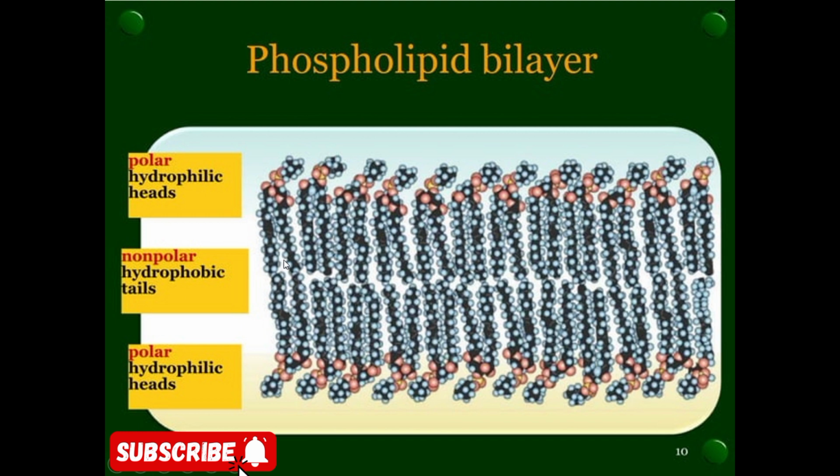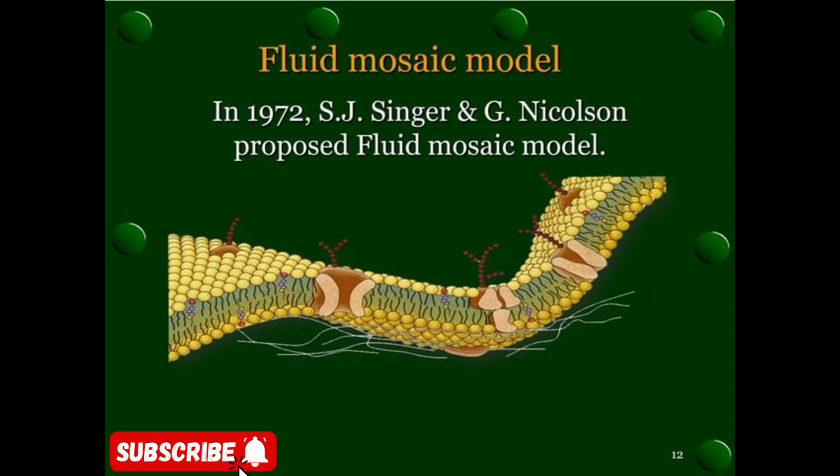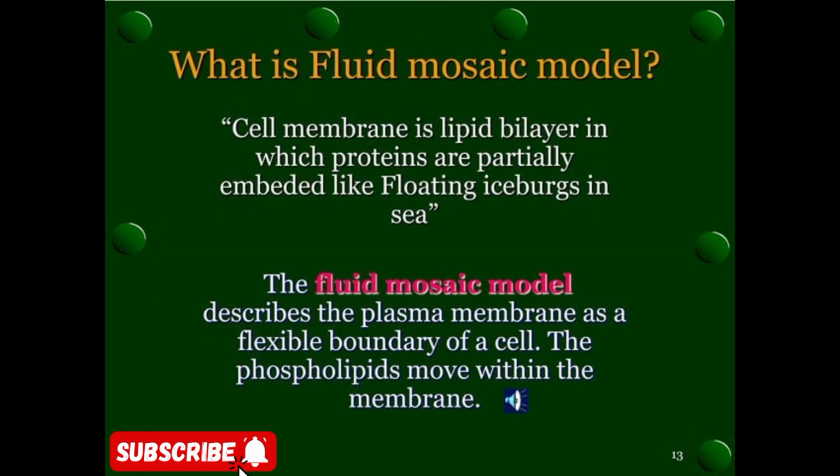The structure of the plasma membrane was first given by Danielli and Davson in 1935. They defined the cell membrane as a lipid bilayer sandwiched between two monomolecular protein layers, and it was rejected. Nowadays, the accepted model of the plasma membrane is known as the fluid mosaic model, given by S.J. Singer and G.L. Nicolson in 1972, for which they were awarded a Nobel Prize. What is the fluid mosaic model? The membrane is like a sea of lipids in which proteins are floating. This is known as the fluid mosaic model.